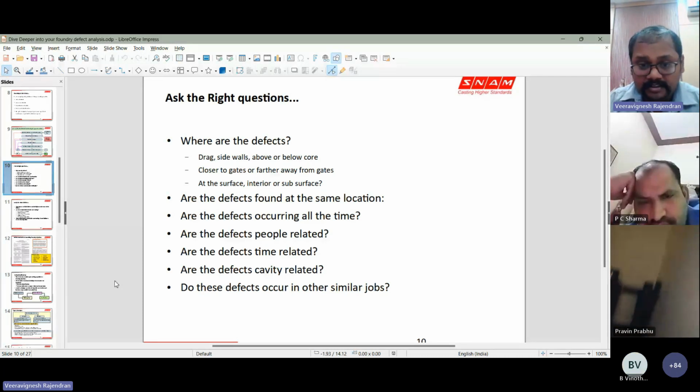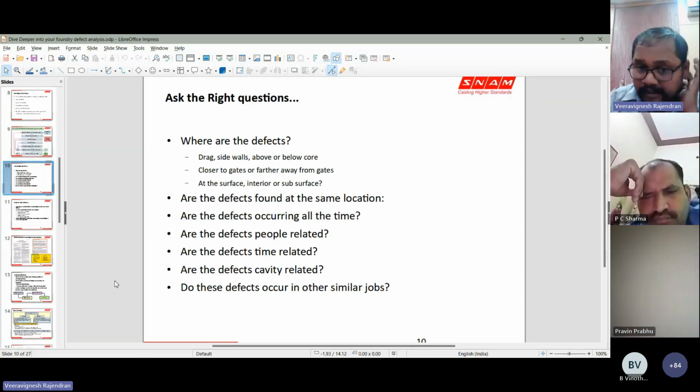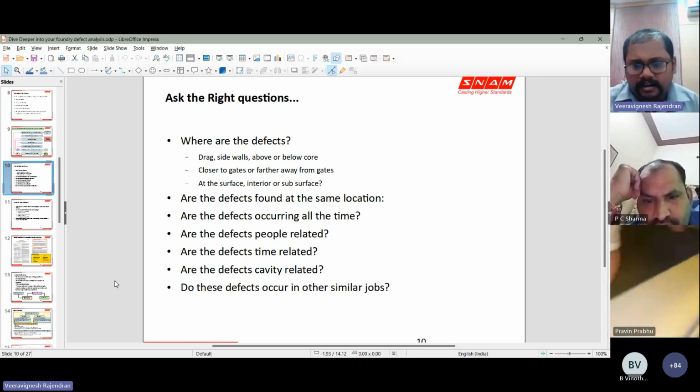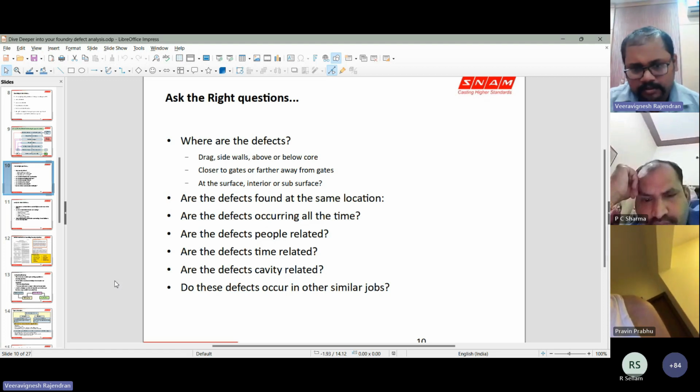Are the defects found at the same location? Are you getting the defects continuously at the same location with the rejected castings or rejected process items? Are the defects occurring all the time? So is it a chronic defect or a non-chronic defect? Are the defects people related? Say, for example, the defect has arrived at a place where more laborious work is happening, so a lot of people are involved in that operation or process.